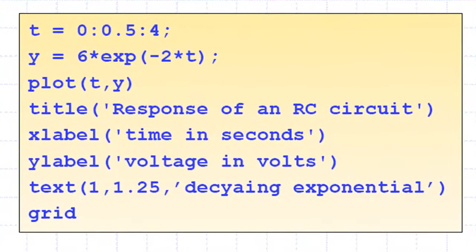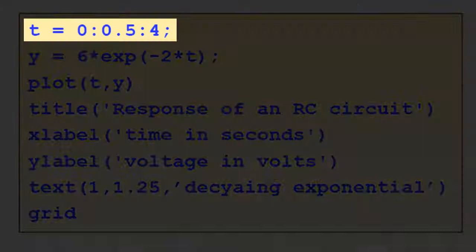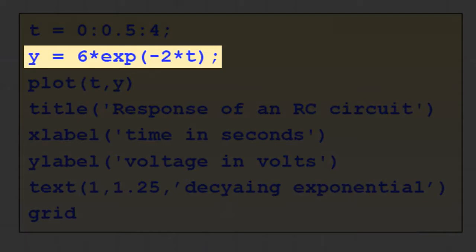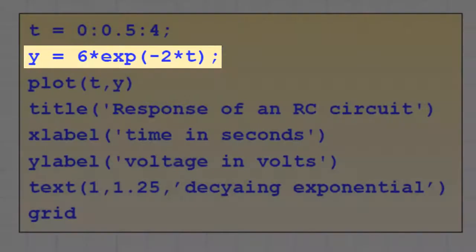Now consider this example. In this example, the response of an RC circuit is to be plotted. First, we need to define the x-axis, and in this case we will use the vector t for time, which will have an initial value of 0, final value of 4, incremental value of 0.5. Next, the function y is defined, which is a decaying exponential of amplitude 6.